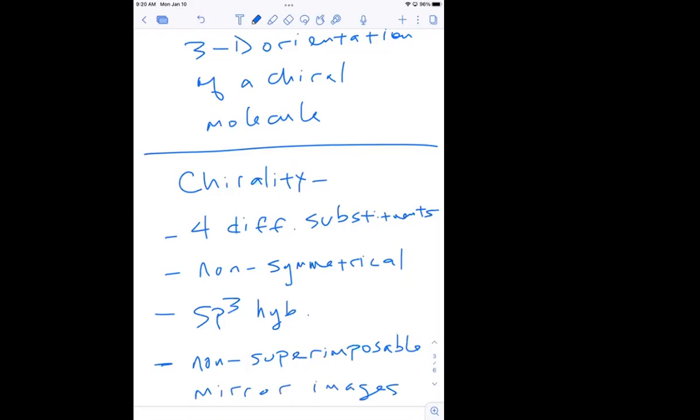So the mirror images are non-superimposable. Excellent. So chirality is a property, and that property arises from the fact that an atom, most likely a carbon, but there can be other atoms that are not carbon that are chiral centers, like sulfur can be a chiral center, nitrogen can be a chiral center, but that atom has a specific set of qualities, right? It has four different things attached to it. It is non-symmetrical, which ties into the four different things attached. It's sp3 hybridized, which also ties into the four different things attached. And then the mirror images are non-superimposable.